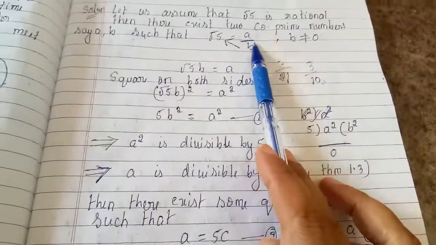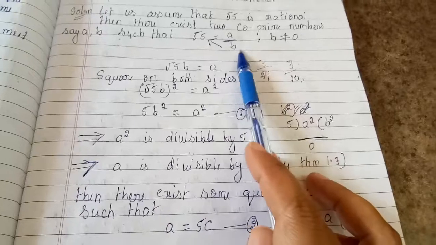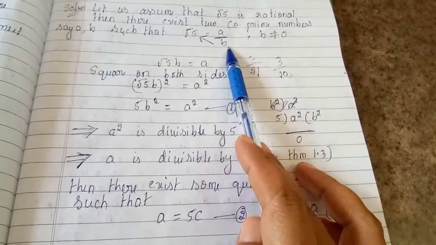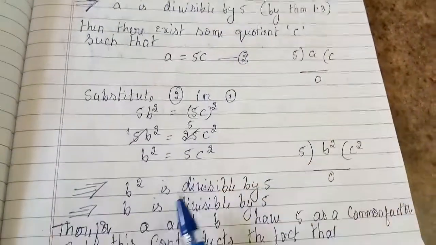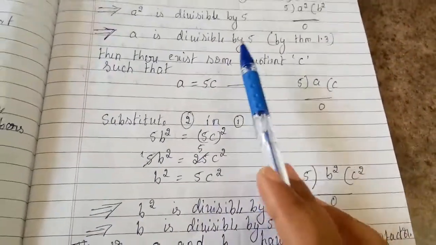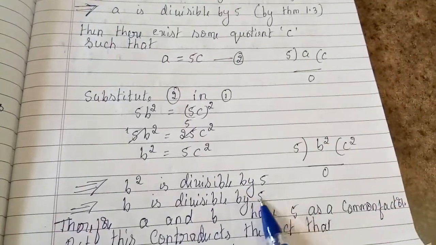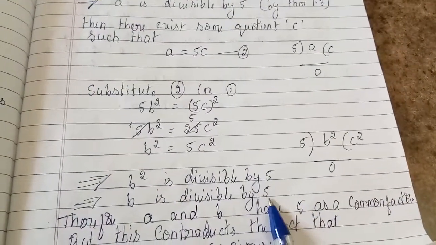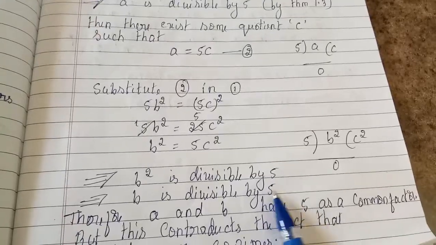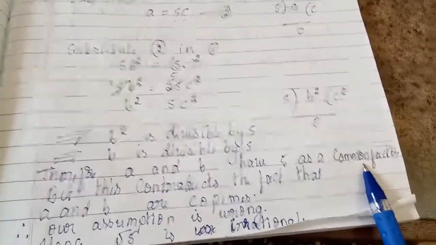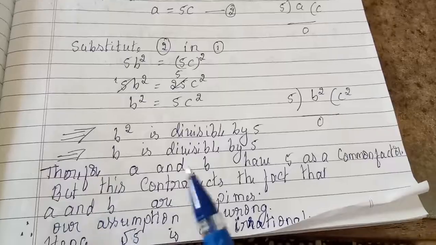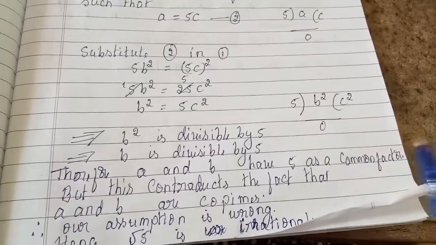Means what? In the starting I assumed that a and b are co-primes. What is the meaning of co-primes? The HCF of a and b is only 1. But what did I get here? a is divisible by 5 and b is also divisible by 5, which means I proved that a and b have a common factor 5. So this mismatches, that is, my assumption is wrong. I proved from this process that a and b have 5 as a common factor.